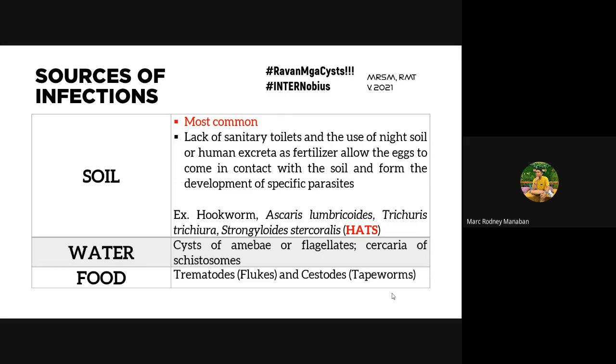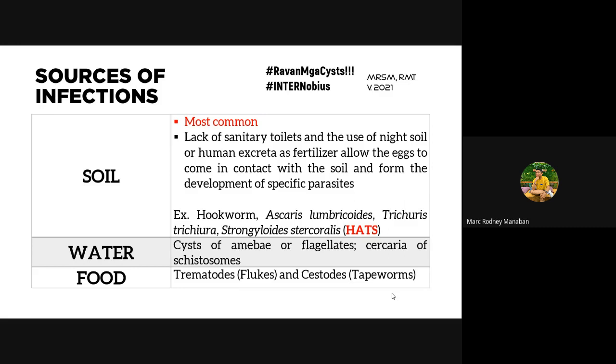Hence, soil-transmitted helminthiasis is widespread there: Trichuris, Ascaris, also hookworm. These are your HATS, our first mnemonic. These are helminths that can be transmitted from soil. Soil-transmitted helminths mnemonic, HATS: Hookworm, Ascaris lumbricoides, Trichuris, and Strongyloides. Please take note of HATS.